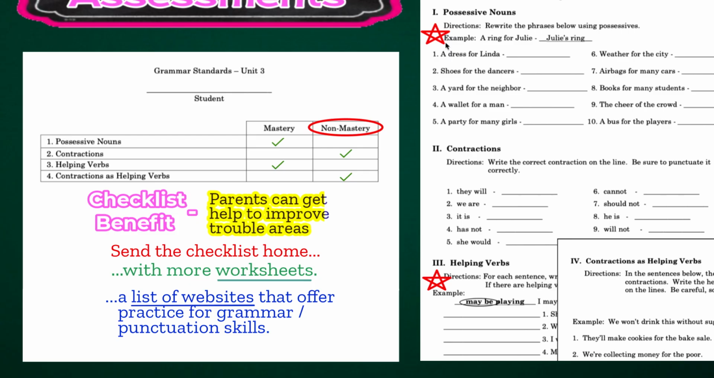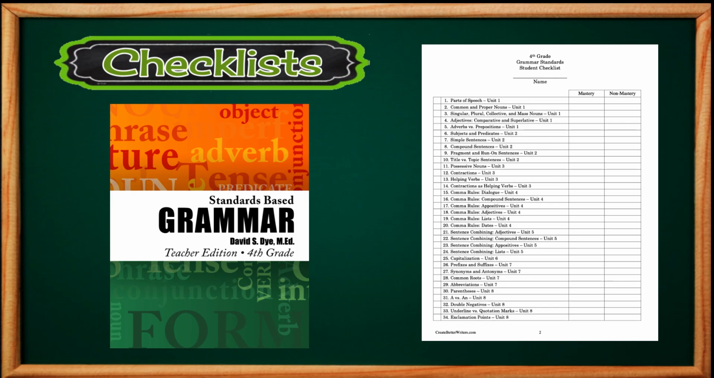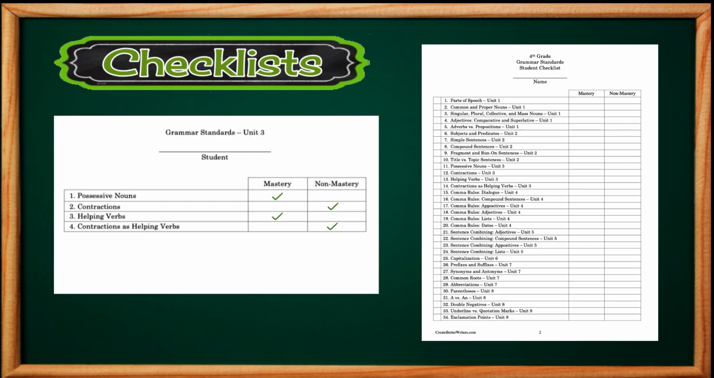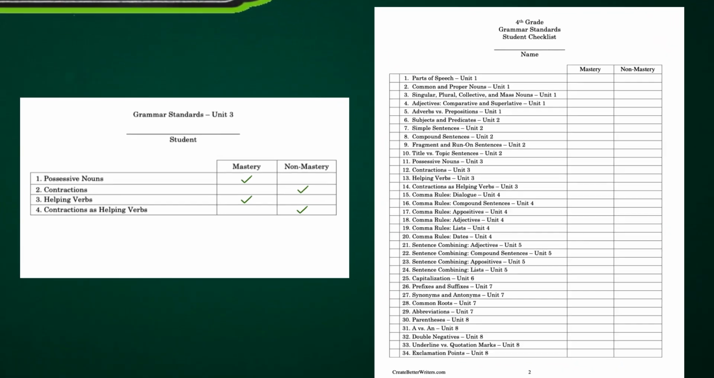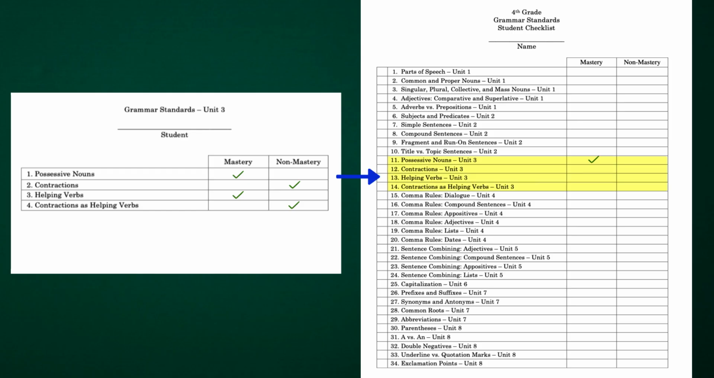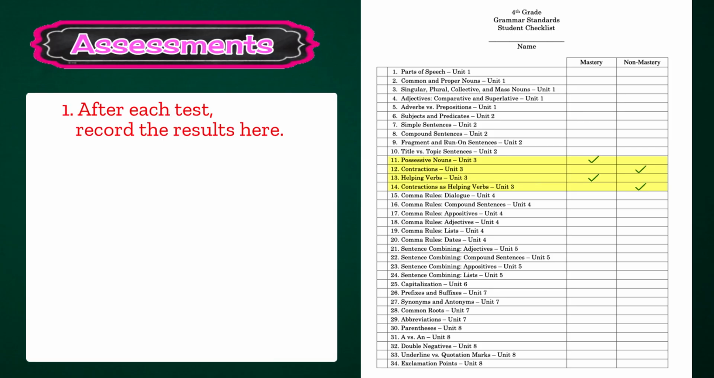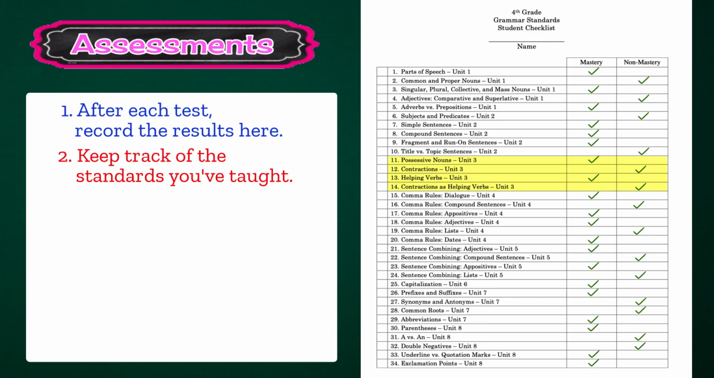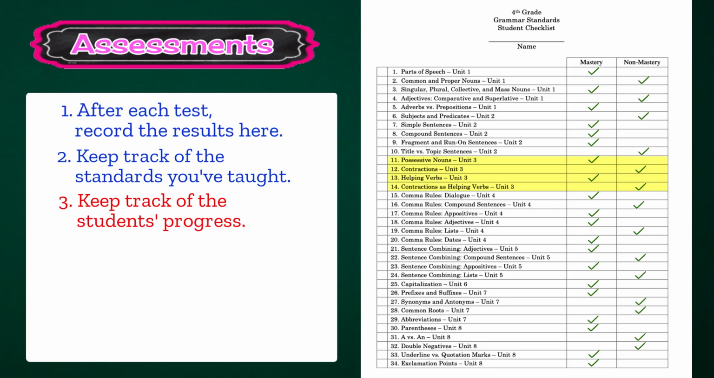However, before you send the test and checklist home, let's look at another way you can use this parent checklist to help get more help for the students. Now, this here is the student checklist. I keep a copy of this checklist for each student in a file near my desk. And after each test, I'll record the student's results on this checklist. Then after the test, you can continue to record the results of each test here on the student checklist. It's a great way to keep track of the standards you've taught, as well as a way to keep track of every student's progress all the way to the end of the school year.